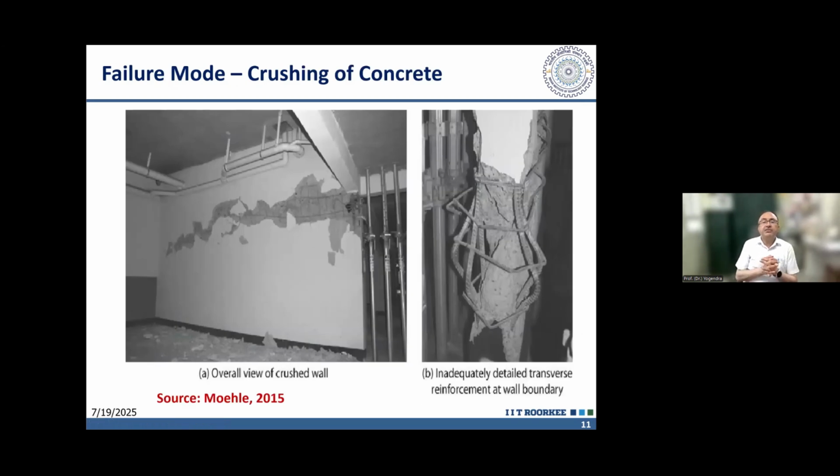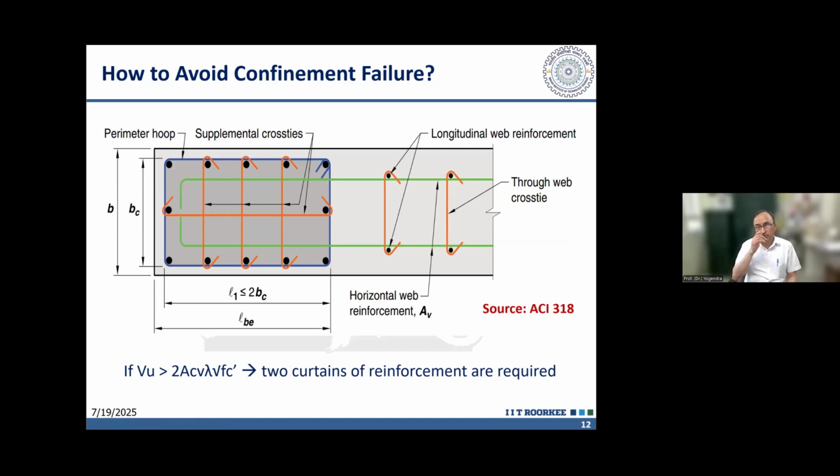Now, if we look at the failure modes of shear walls, one of the failure modes is crushing of concrete. So crushing of concrete mostly occurs because of the loss of the confinement. So when the confinement is lost, the concrete becomes unconfined, its crushing strength reduces, and then it is subjected to crushing. So proper confining, especially near the boundaries where extreme stresses are going to develop, is necessary. And all the codes, including our revised code, take care of that.